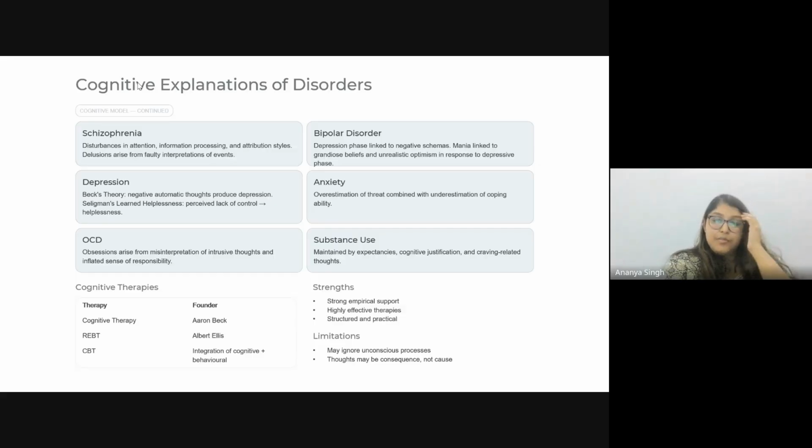The strengths of CBT, of course, are strong empirical support, highly effective therapies. It is very structured, very practical. But the limitation is that unconscious processes are ignored and thoughts may be consequences and not the cause of things. So these thoughts might be resulting in response to something as opposed to being the cause of it. So they come after, not before. That is suspected, but of course it cannot be proved. It is the chicken and the egg paradox.